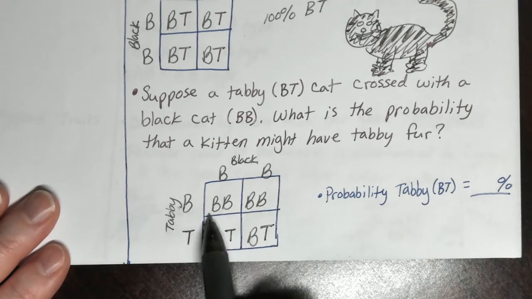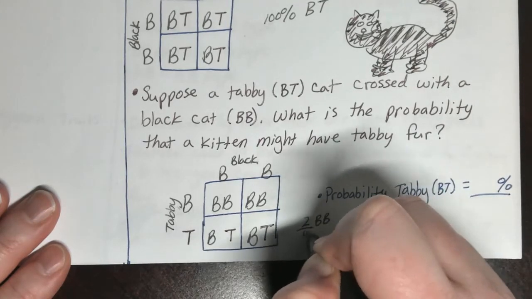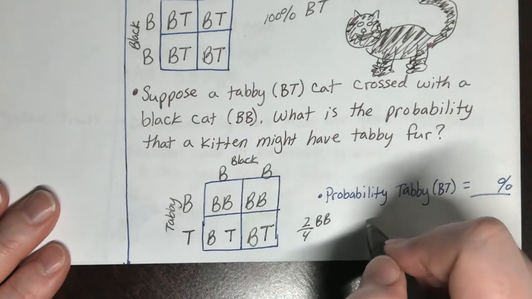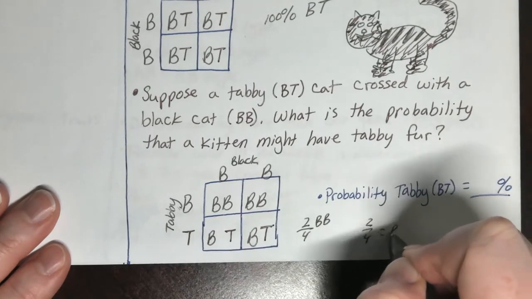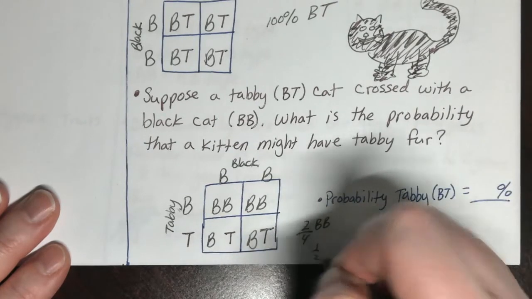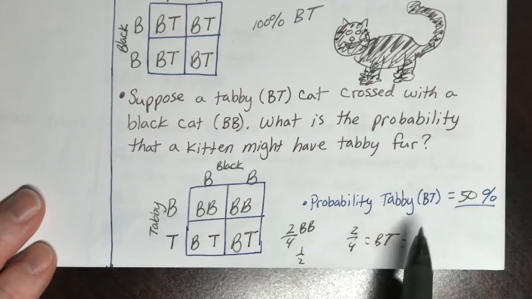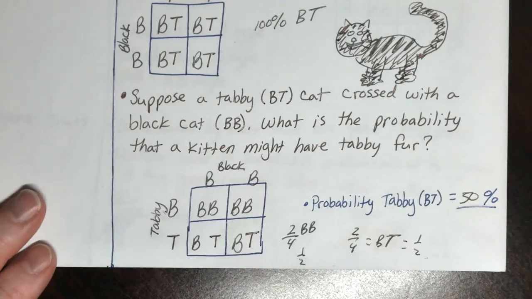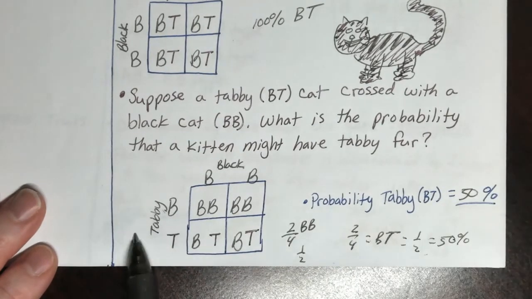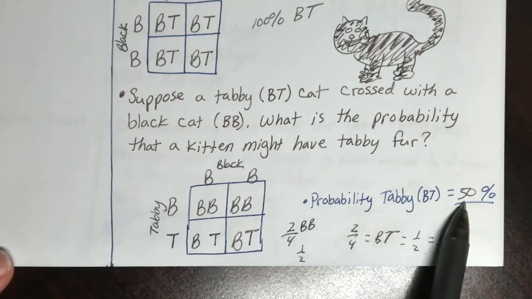So I'm going to come out with 1, 2 out of 4 is my probability of BB. My probability of BT is 2 out of 4. So if I reduce each of these, it's 1/2 and 1/2, which is 50%. So BT is 1/2, which is 50%. So if I take a tabby cat and mix it with the black cat, there's a 50-50 chance of it being black or being tabby.